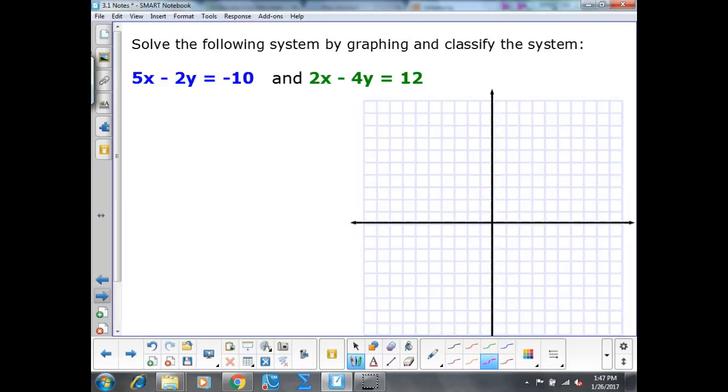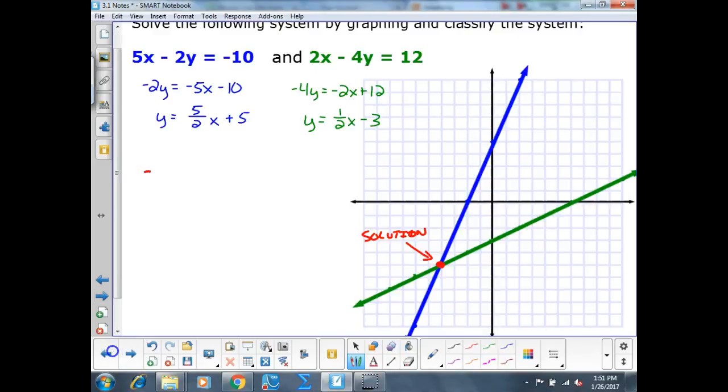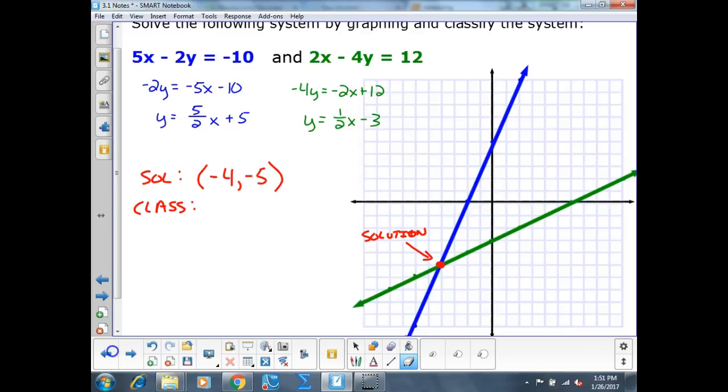Okay. Try that one. So I get a solution of, what is that, (negative 4, negative 5)? Which makes this system, because it has one single solitary solution, consistent and independent.